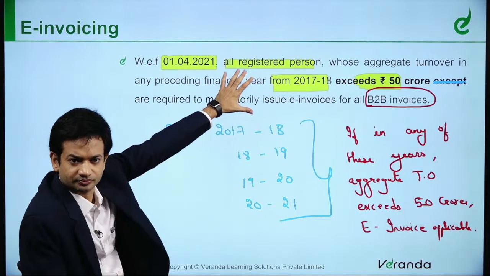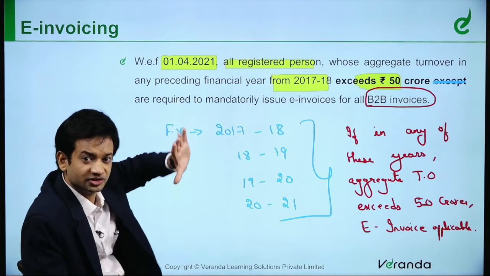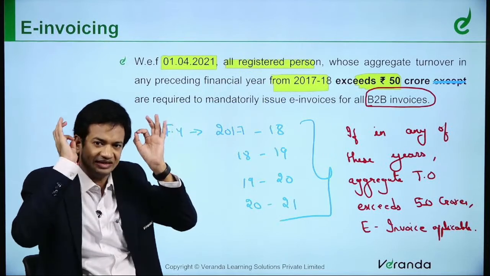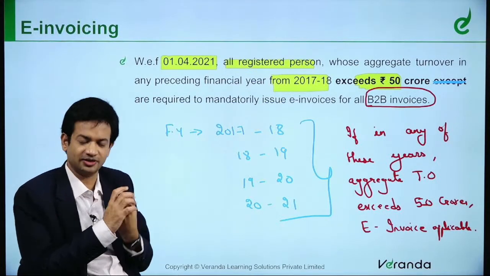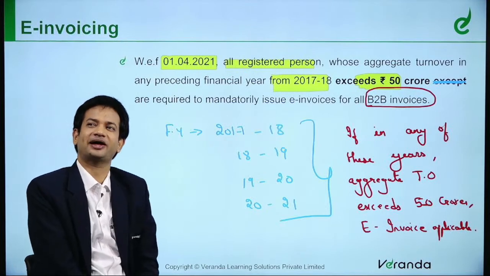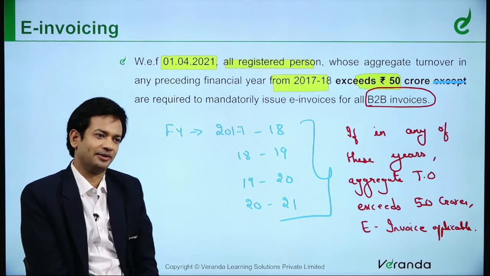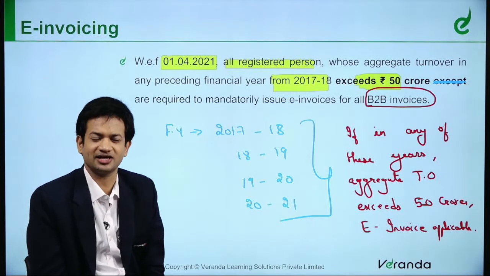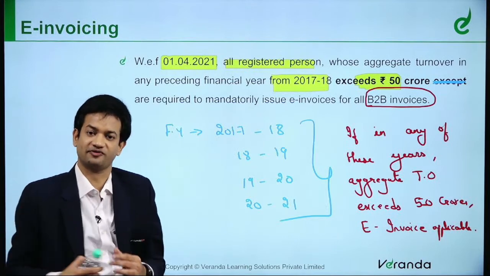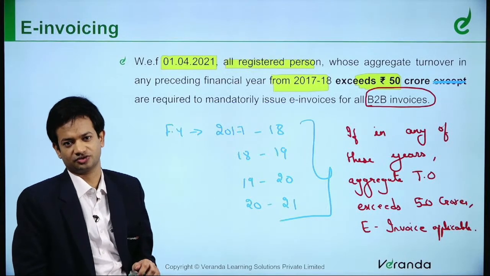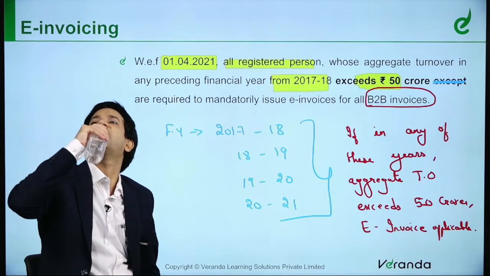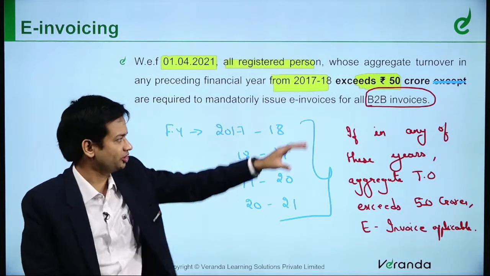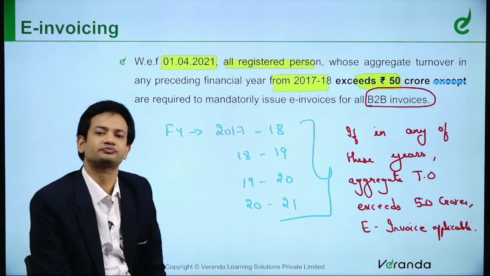So, here it says, whose turnover exceeds 50 crores in the previous financial year, for all B2B transactions from 1st April 2021, from the current financial year, they will have to issue an e-invoice for all the B2B supplies. What is B2C? B2C means someone supplying to someone who is unregistered in GST. So, if I am a supplier, and my customer is unregistered in GST, it will be called a B2C transaction. But if my customer is registered, it will be called a B2B transaction. So, B2B will be applicable from 1st April 2021.